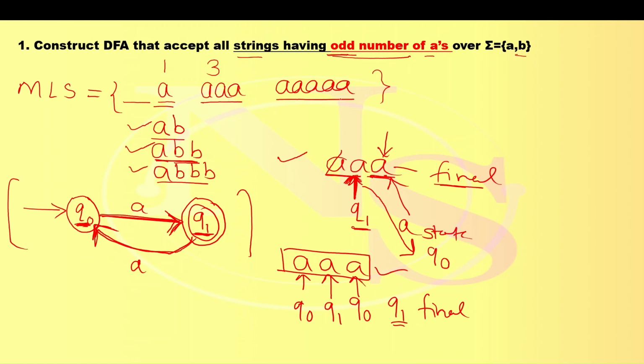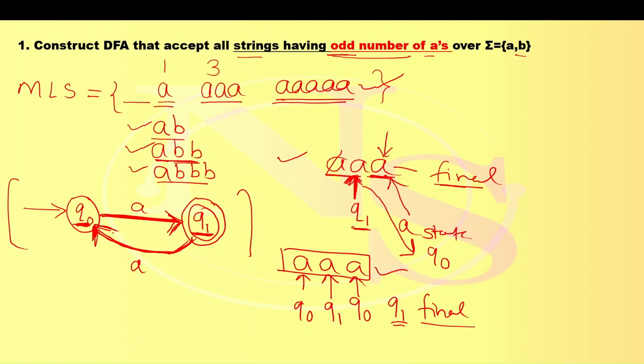Similarly, you can check for the 5 A's. Automata starts with the starting state Q0. How many A's are there? 5 A's. So let's check whether these 5 A's are accepted or not. First A, automata is in the state Q1. Second A, automata is in the state Q0. Third A, automata is in the state Q1. Fourth A, automata is in the state Q0. Fifth A, automata is in the state Q1. Fifth A done, automata is in the state Q1. It means it's the final state. The string is accepted. Now, is this the final solution?